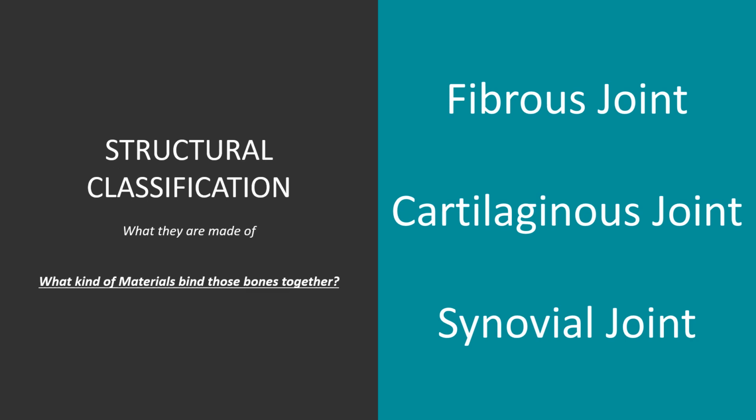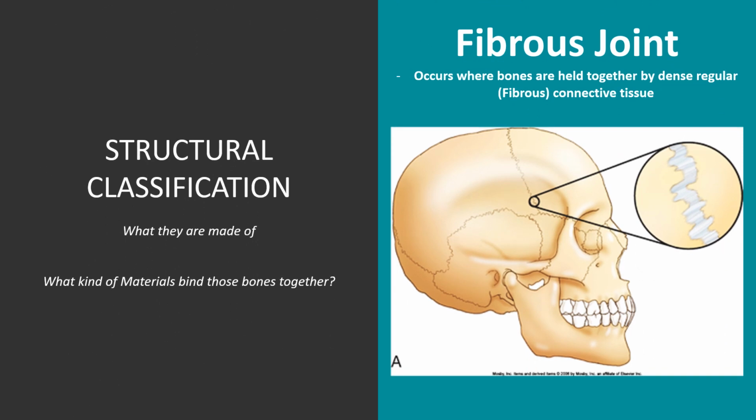Structural classification focuses on what kind of materials bind those bones together. We have three types. We have fibrous joints, cartilaginous joints, and synovial joints. Fibrous joints occur where bones are held together by dense, regular, or fibrous connective tissue. Thus, very little movement is possible, like the sutures found in the skull and gomphosis which are found in your teeth.